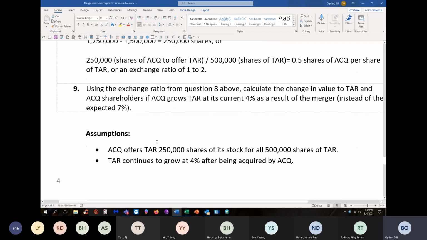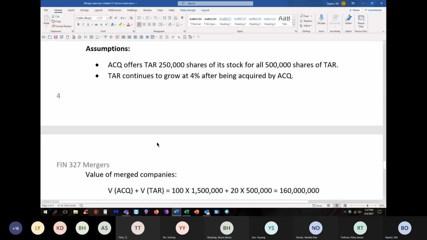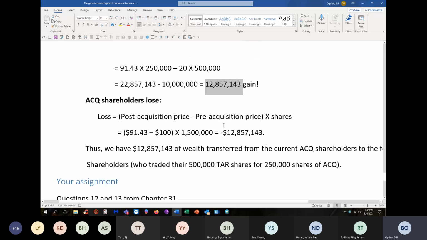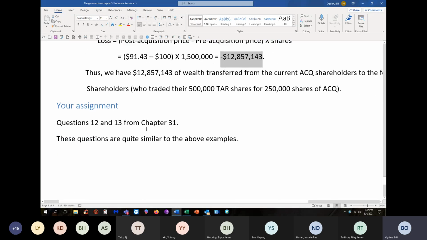Make sure I didn't skip anything. I'm pretty sure I didn't. Yeah, there it is. Yep, there's our number. And there's their loss. So it looks like we got everything in here. Okay. So your assignment is problems. There's questions 12 and 13 from chapter 31. My recollection is that question 12 is very similar to what we did today. And question 13 is very similar to what we did last Thursday.